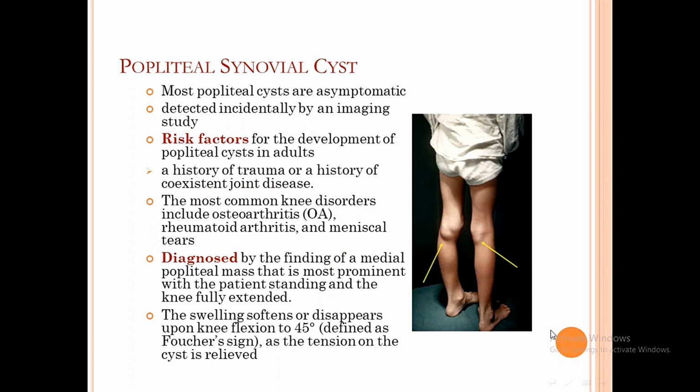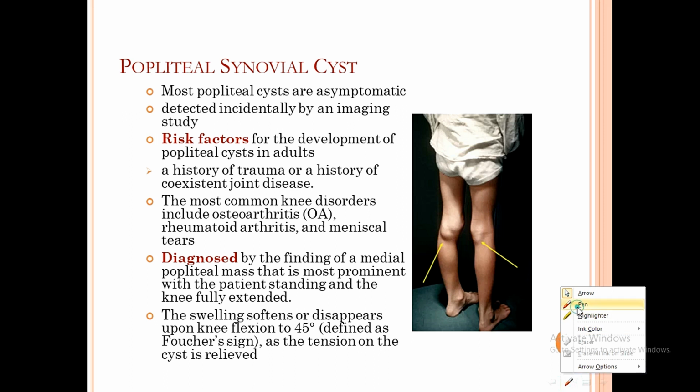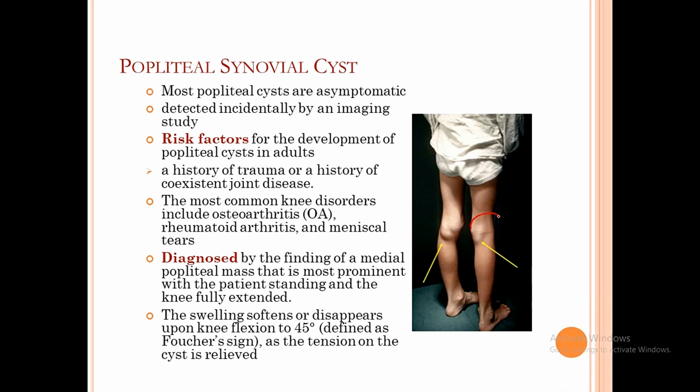Now here in this picture, a person is standing and you see the popliteal fossa from behind. And these are the two enlarged cysts. These are known as popliteal synovial cysts. Usually asymptomatic, sometimes it is discovered on imaging studies. Risk factors, there might be a history of trauma or history of joint disease, the commonly known knee disorders usually. Rheumatoid arthritis and meniscal tears can also lead to it.